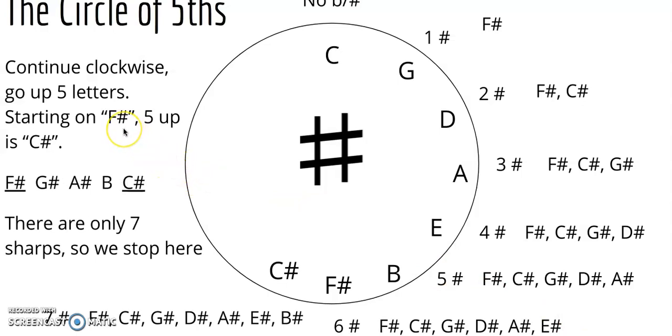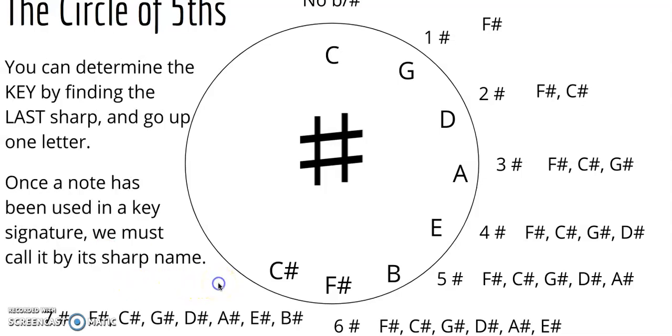Finally, starting on F sharp and going up 5, we end up on C sharp. 1, 2, 3, 4, 5. So in the key of C sharp, we have 7 sharps, F sharp, C sharp, G sharp, D sharp, A sharp, E sharp, and B sharp. And because we only have 7 sharps and 7 letters in the musical alphabet, we stop here. And that concludes our lesson on sharps.